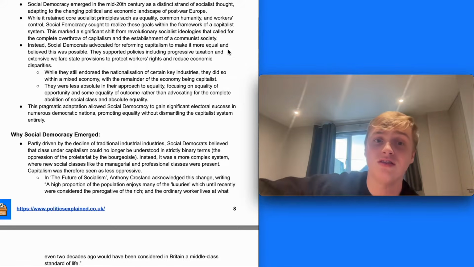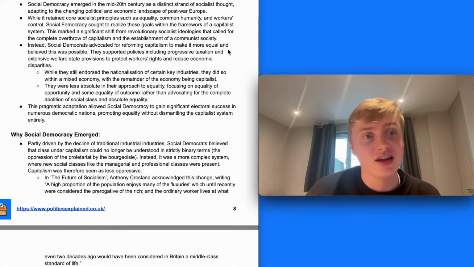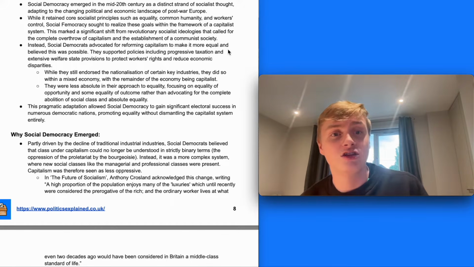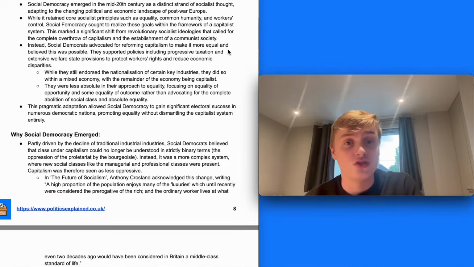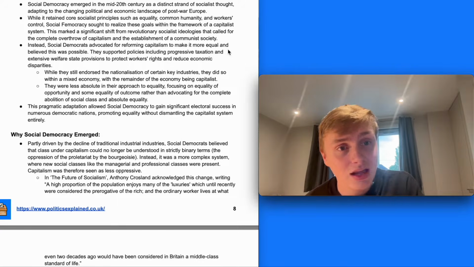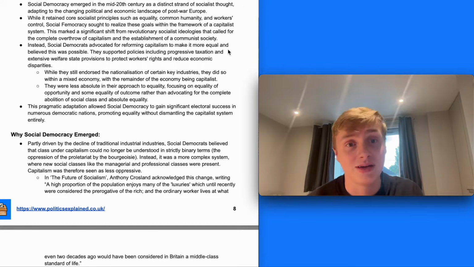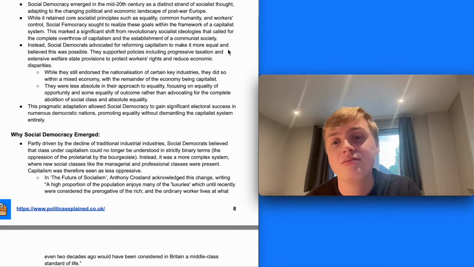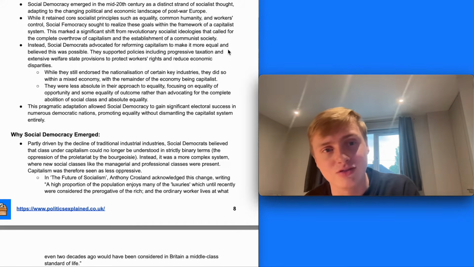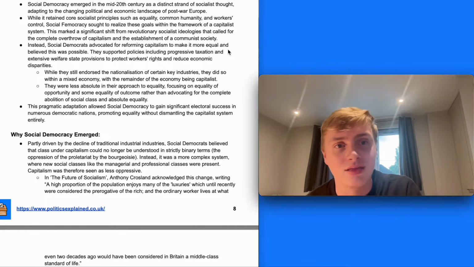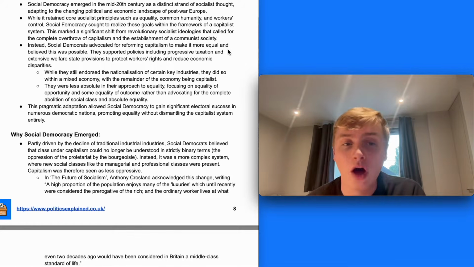So they supported policies such as progressive taxation and an extensive welfare state to protect workers' rights and reduce economic disparities. And while they endorsed the nationalisation of certain key industries, so to some extent they still believed in workers' control, they did so within a mixed economy, with the remainder of the economy being capitalist. And they were also less absolute in their approach to equality. They didn't think that you should completely redistribute everything. They focused on equality of opportunity and only some equality of outcome.